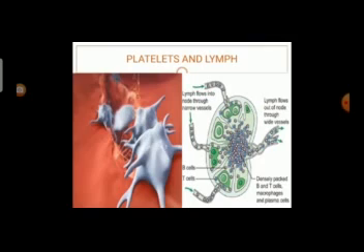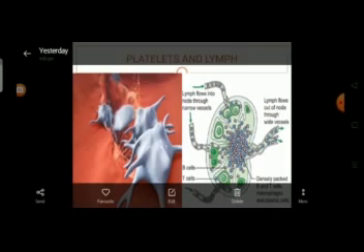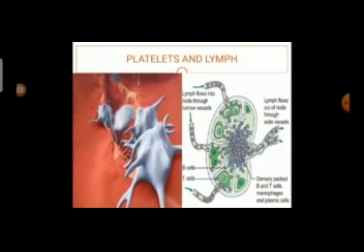Lymph is a colorless fluid filtered out of the blood capillaries. It consists of plasma and white blood cells. It mainly helps in the exchange of materials between blood and tissue fluids.